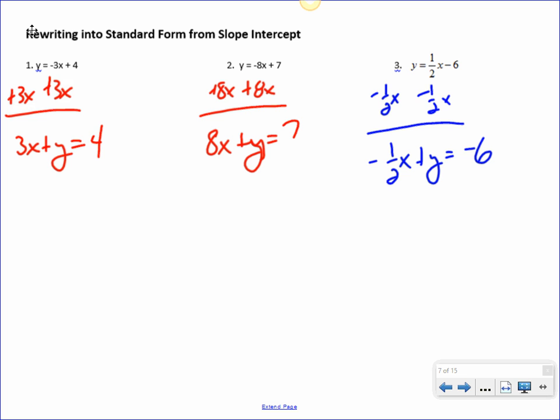So if you remember from yesterday, how we were doing that was multiplying by the denominator, which in this case is 2. So when I do that, the 2 cancels out, and I'm left with negative 1x plus 2 times the y would be 2y, and 2 times the negative 6 would be negative 12. So you should have negative 1x plus 2y is equal to negative 12.